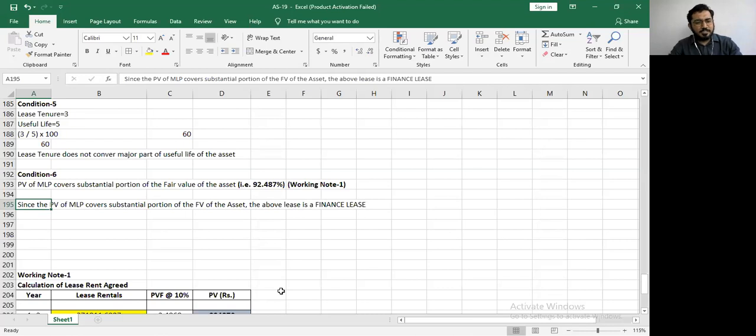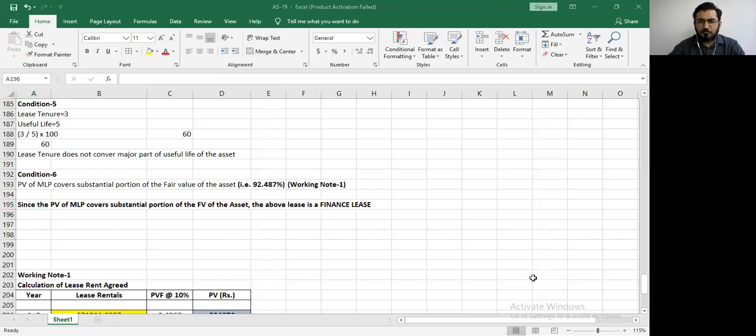Right, very important statement. Since the present value of MLP covers substantial portion of the fair value of the asset, which means one of the 6 conditions is satisfied, you will classify this as a finance lease. Right? Please understand the solution once again.